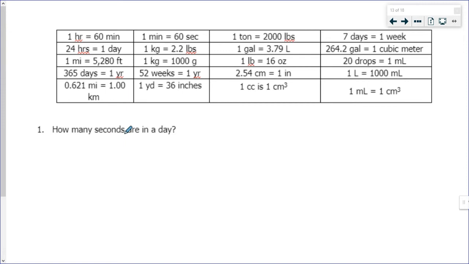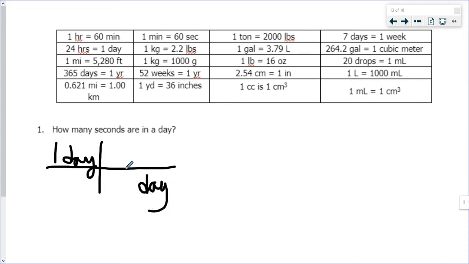Well, I don't know how many seconds are in a day, but I can put down that I'm starting with 1 day. So this is what I'm going to do, start with 1 day. And I know that I want to get rid of days. So whatever I want to get rid of, that unit I want to put on the opposite side. So right now I've got days here. If I divide by days, then they're going to cancel out and become 1. So I'm going to put that unit on the other side.